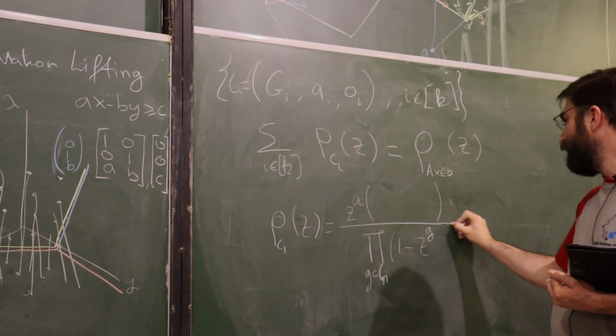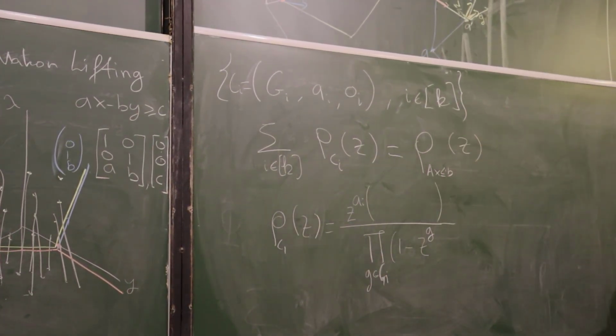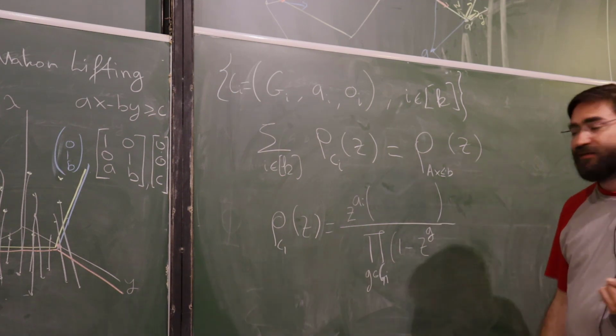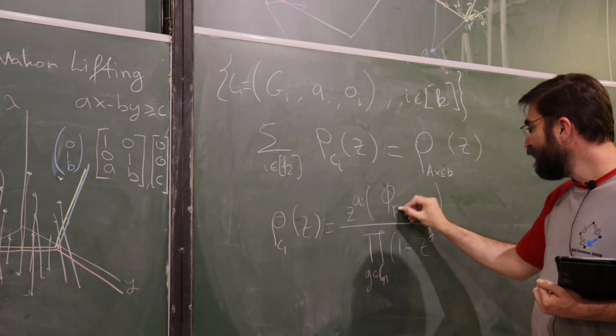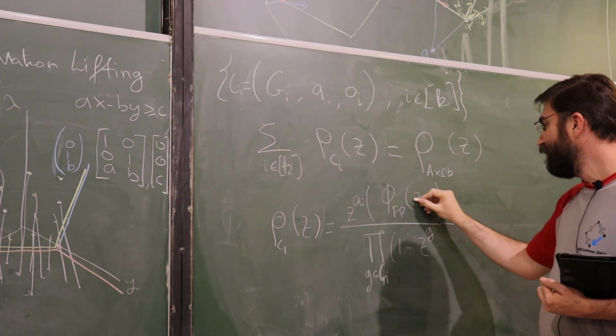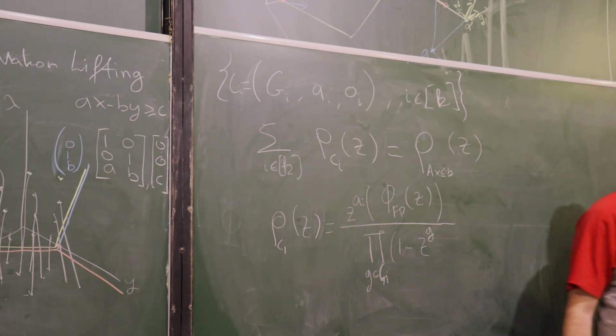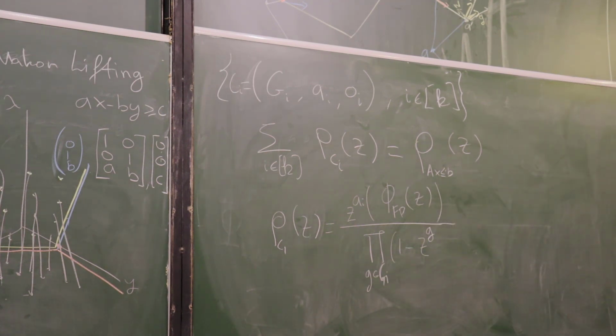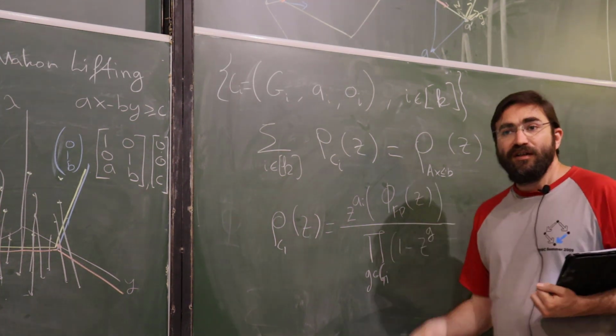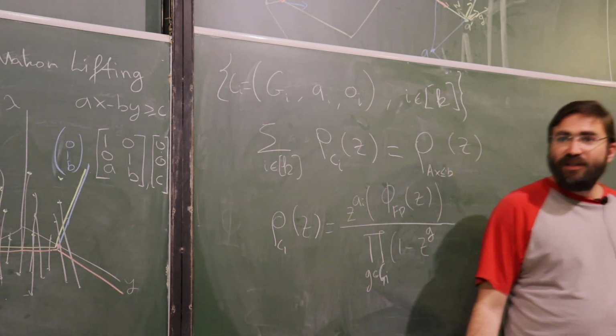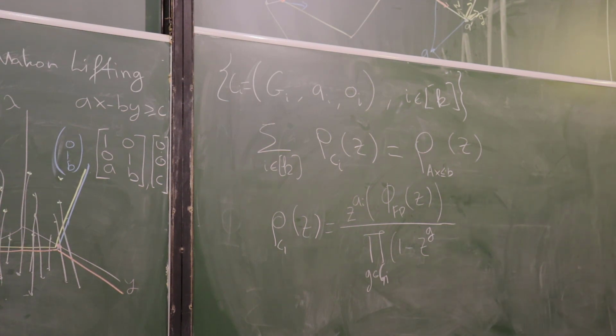But I'm missing something here, right? And for the moment, let's forget about openness. Let's say everything is closed, it's fine. What do I need here? The fundamental parallelepiped, right? And here's the bottleneck. Computing the fundamental parallelepiped may be really bad. Why is that?